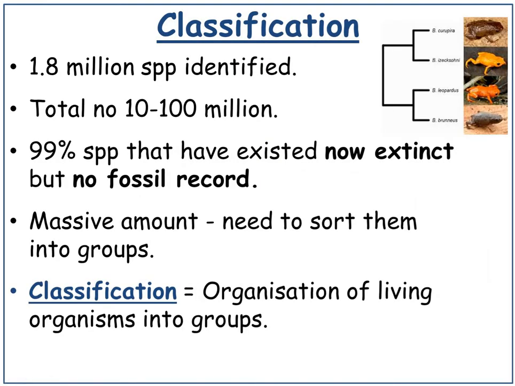So there are 1.8 million species that have been identified, but the total number is estimated to be between 10 and 100 million. 99% of the species that have existed are now extinct, but there is no fossil record. There is a massive amount of species, so we need to sort them into groups. So we use classification, which is the organisation of living organisms into groups.